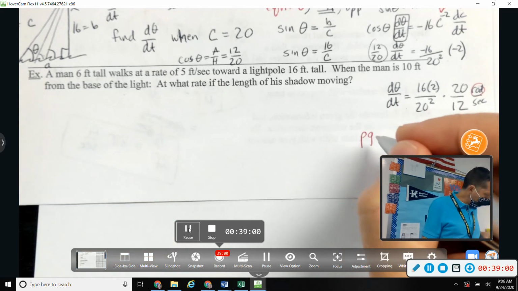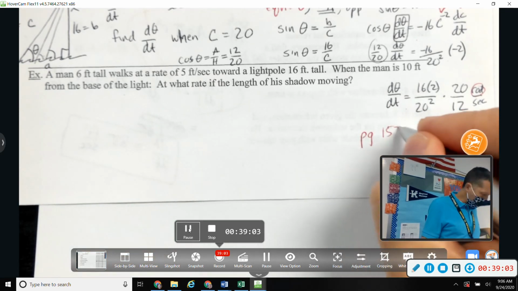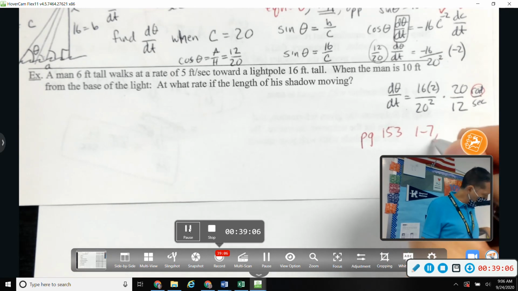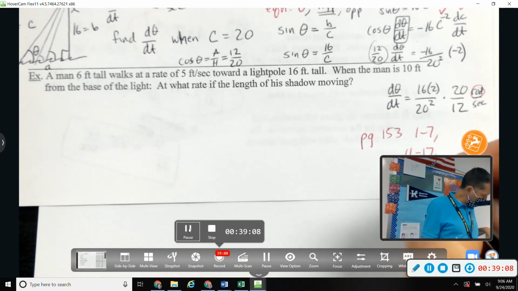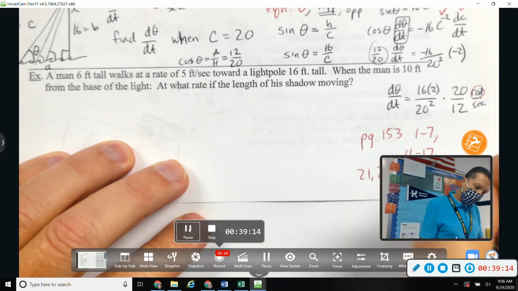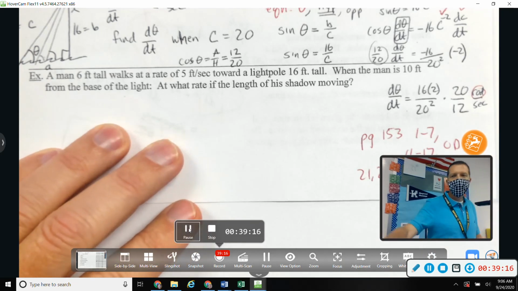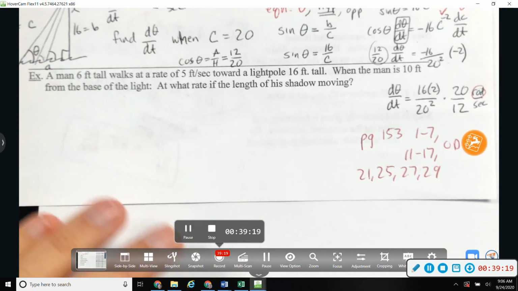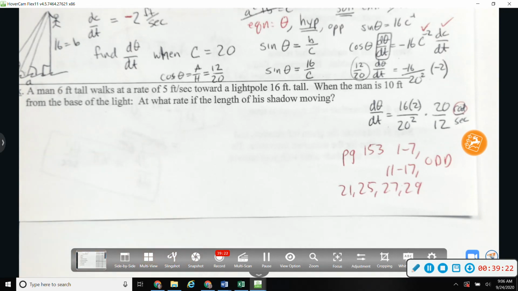All right, today's assignment is from the book, page 153, 1 through 7, 11 through 17, 21, 25, 27, 29. Odd goes with all of that stuff. A lot of those are the very straightforward ones. Some of the later ones are a little bit more word problem-y. Again, we're done with new stuff, really. Tomorrow we'll go over some of those. Monday we'll go over some more.